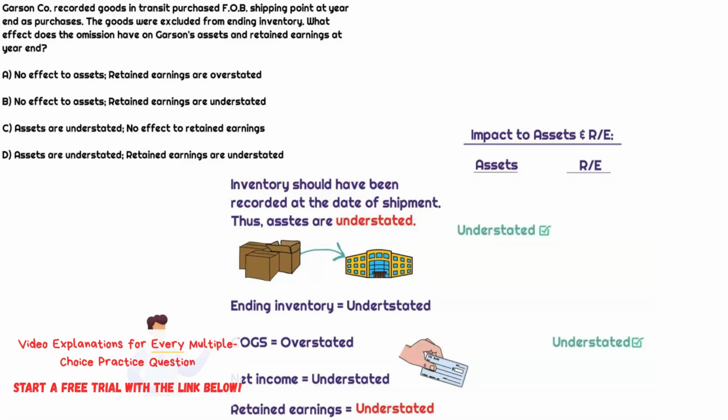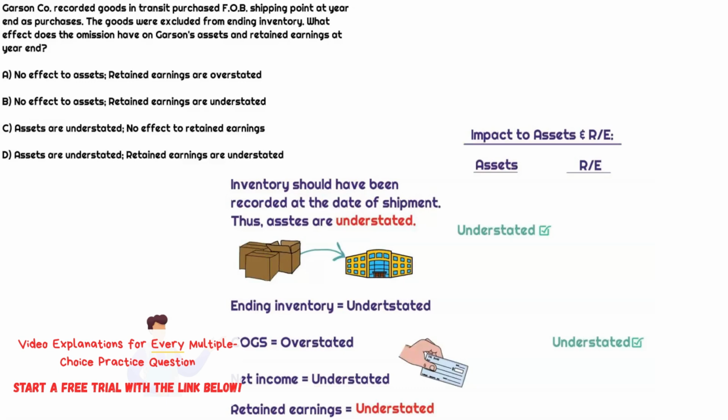We have to ask ourselves, what impact is this going to have on ending inventory? Well, we know that ending inventory is going to be understated. And now we need to ask ourselves, how is ending inventory going to impact cost of goods sold? Right? Ultimately, this has something to do with net income, which has something to do with retained earnings. So if ending inventory is understated, that means cost of goods sold is overstated. Okay, so if we say that we have less inventory on our books than we actually have, that means we over-recorded cost of goods sold.